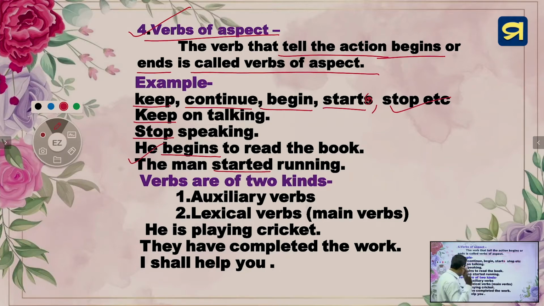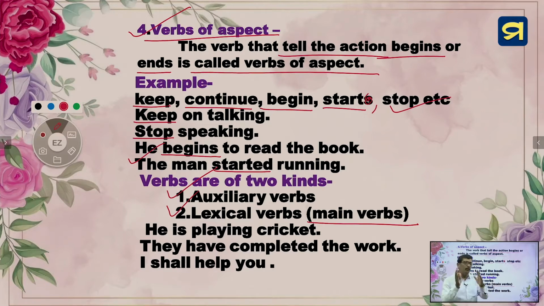But exactly, dear students, verbs are of two kinds. One is auxiliary verbs and number 2 is lexical verb or main verb. So what do you mean by auxiliary verbs? The verbs that have no dictionary meaning are called auxiliary verbs. Auxiliaries are of two kinds. Number 1 is primary auxiliary and number 2 is modal auxiliary.